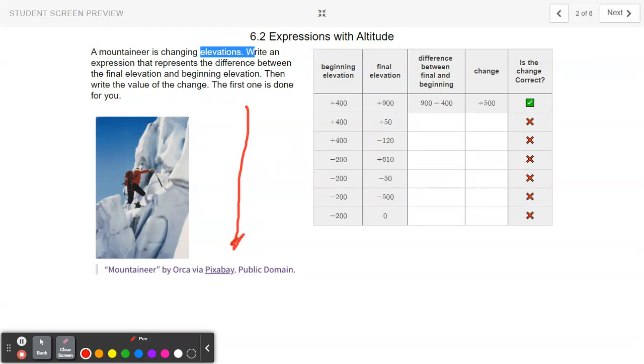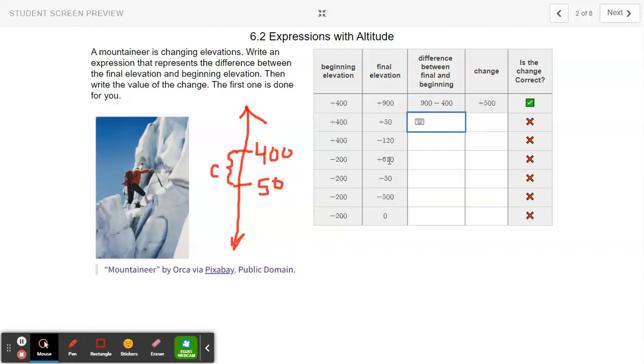Here's my number line. We know that we start at 400 feet. This time I'm noticing that the elevation went down to 50. It's still positive, so there's 50 feet. So again, we're looking for what is this amount here. So to solve this one, I would take the 400 minus 50. That's the subtraction. Notice in this case, we just take the highest number minus the lowest number here. And so I know 400 minus 50.